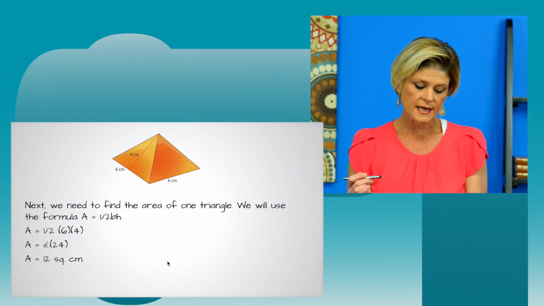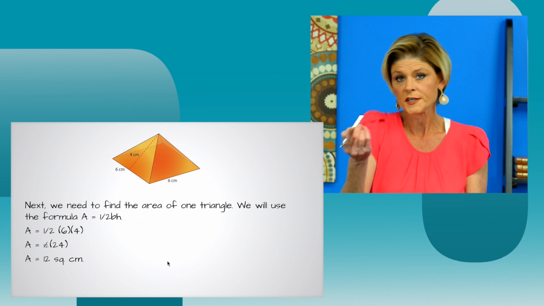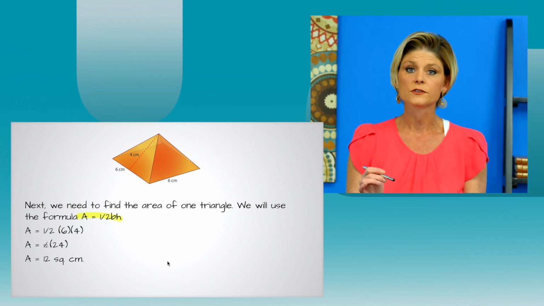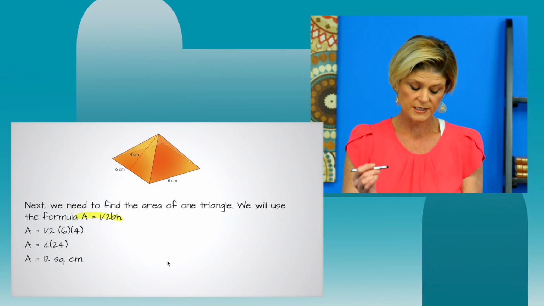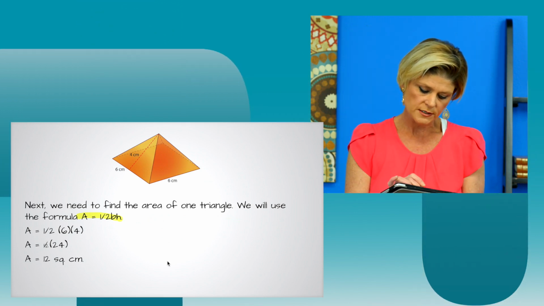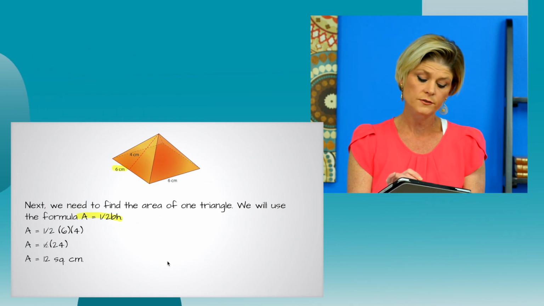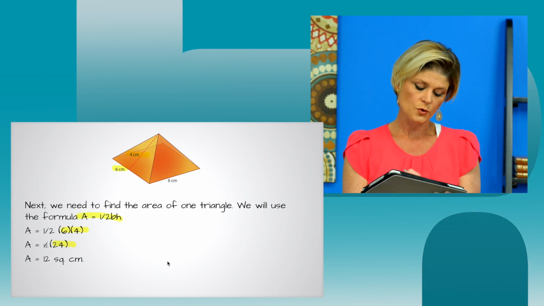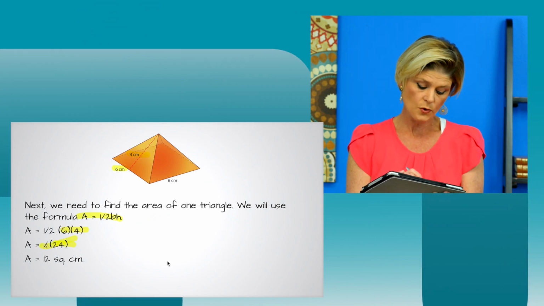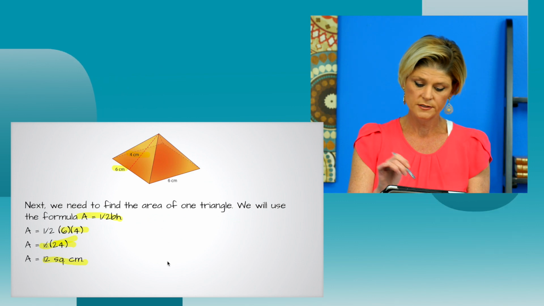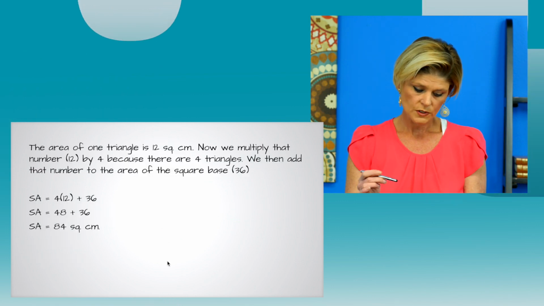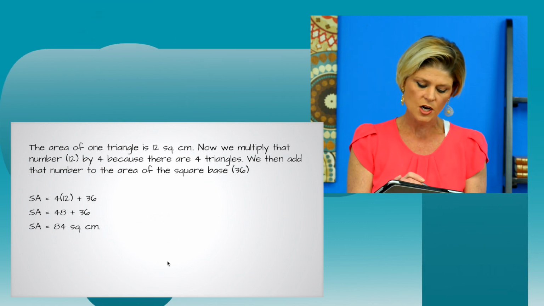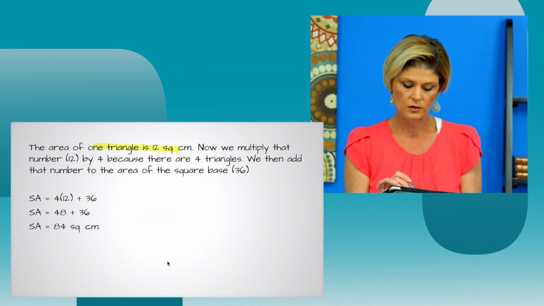All right, next we need to find the area of one triangle, just one for now. So what we're going to do is use the formula for triangles, which is 1/2 base times height. Here our base is 6 centimeters and our height is 4 centimeters. So we multiply 6 times 4 gives us 24. 1/2 times 24 equals 12 square centimeters. Okay, now this is important to pay attention. That is just the area of one triangle, okay?